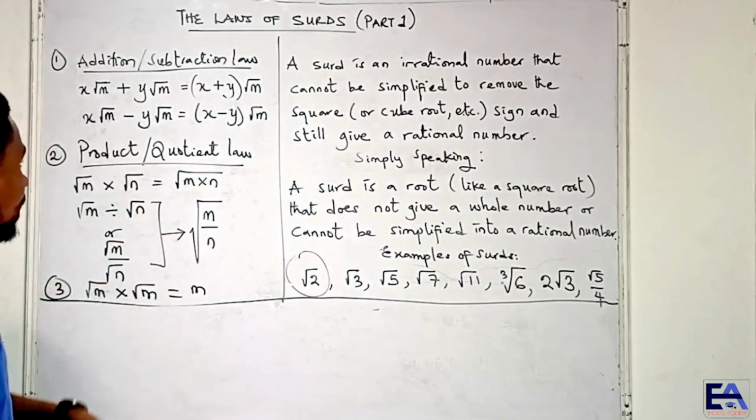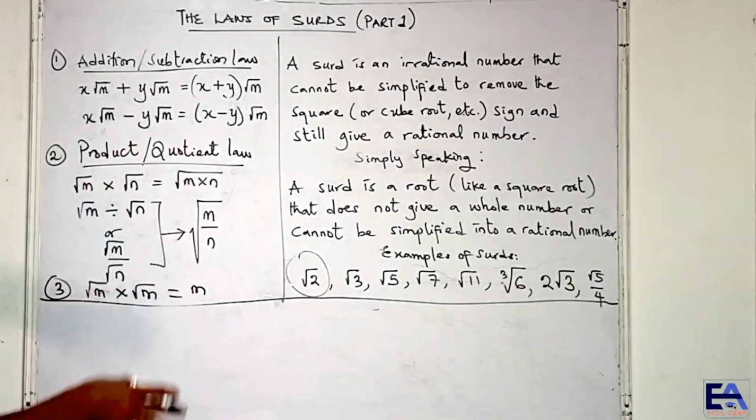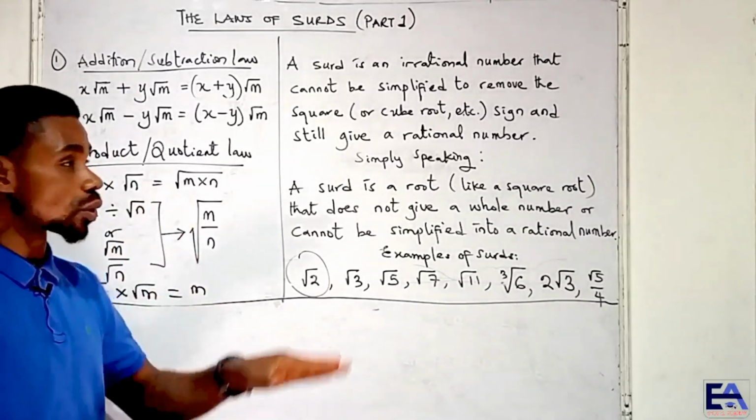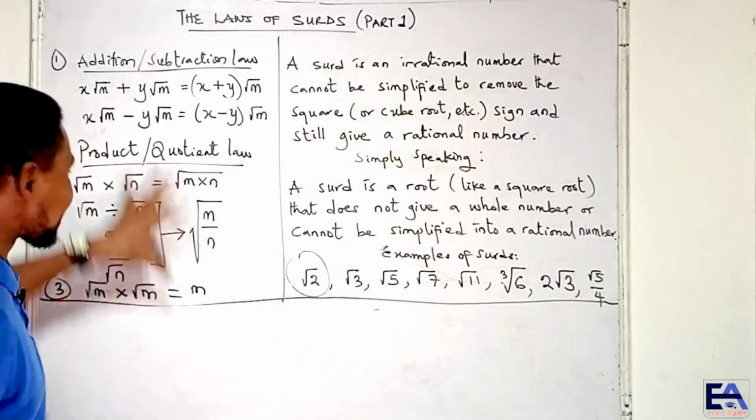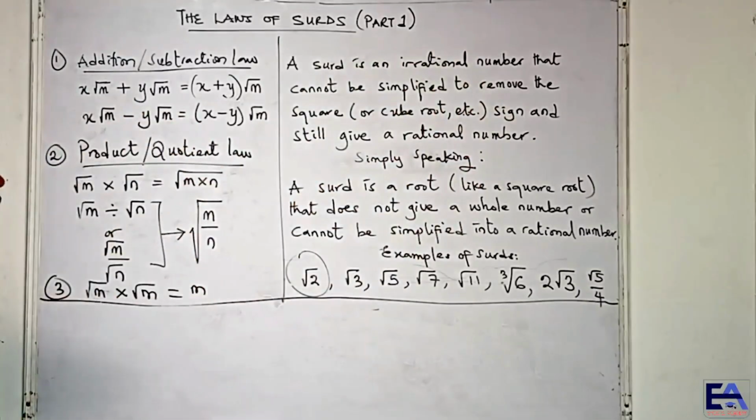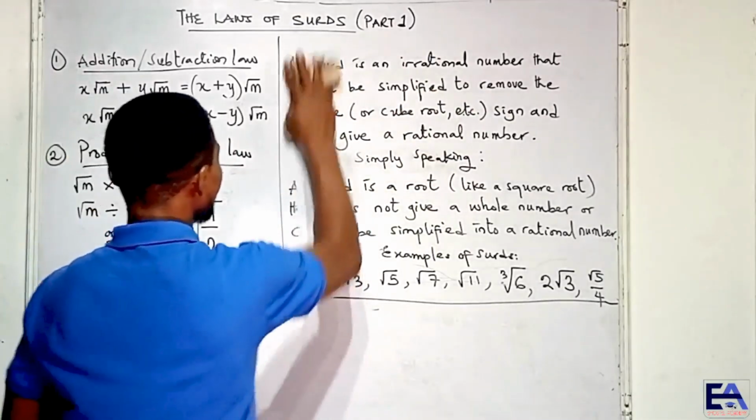So how do we manage them? We manage surds with these rules. The rules are more than this, so I'm going to continue those other ones in part 2. But these are the basic, fundamental rules that guide surds. So let's quickly go into those rules with examples.